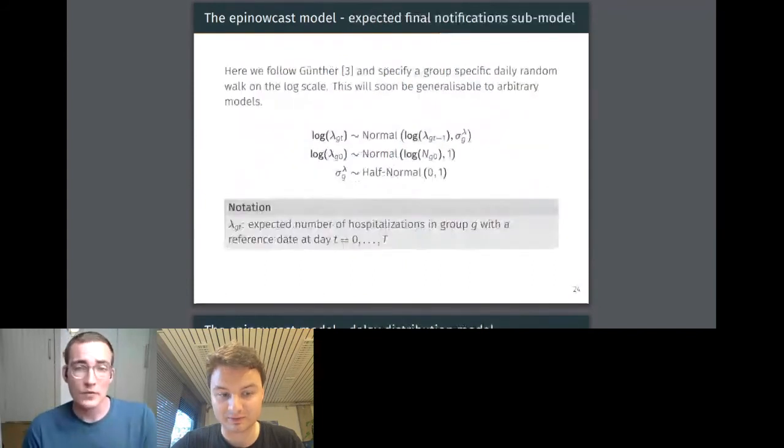So for the expected notifications model, people arbitrarily typically used. Is that 5 minutes? 4 minutes. 4 minutes, great, thank you.